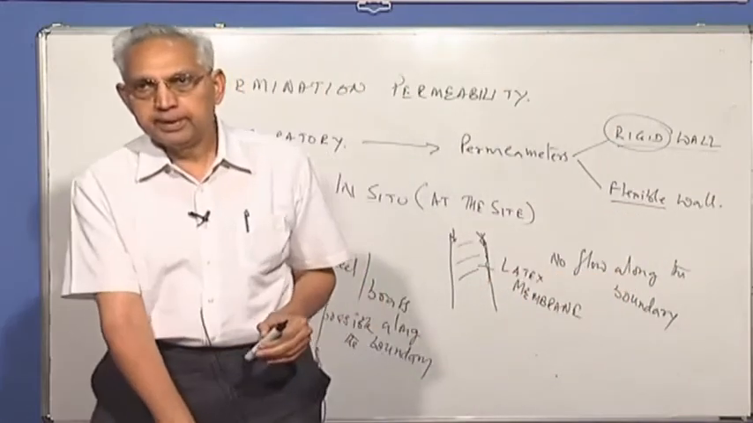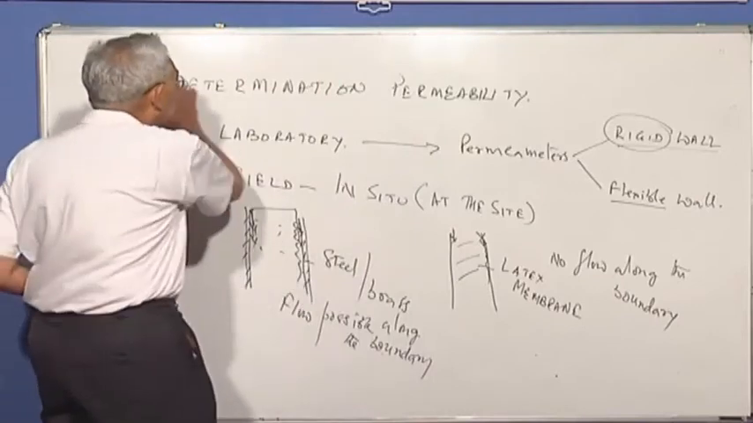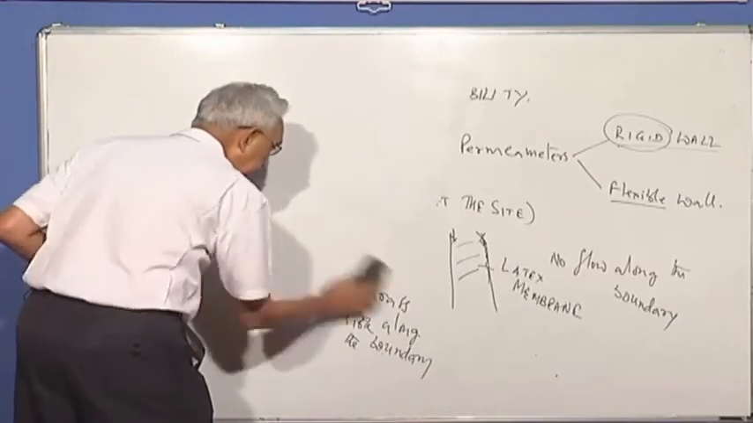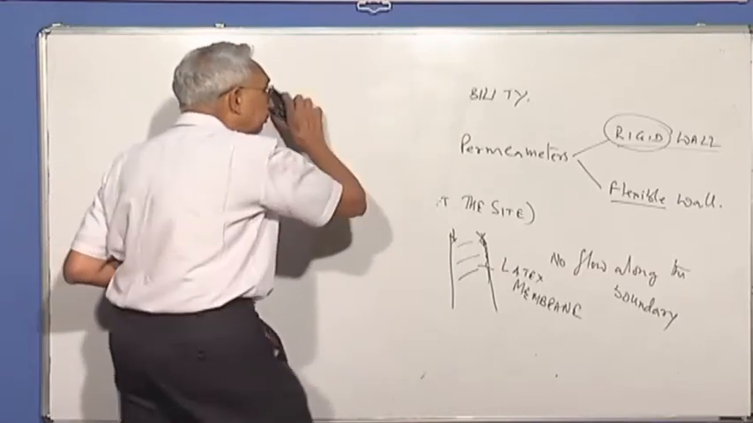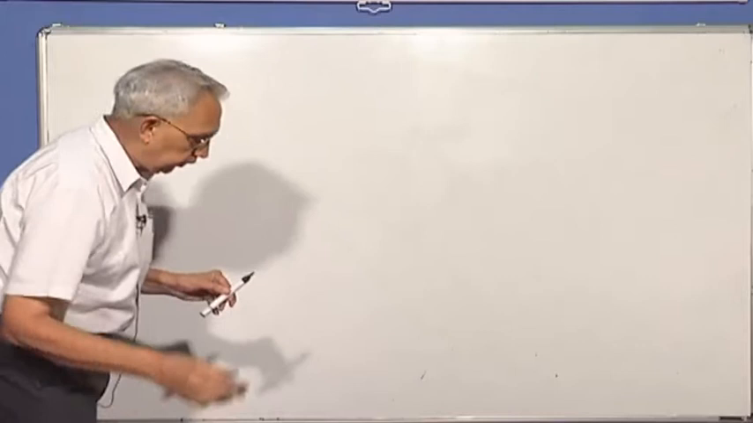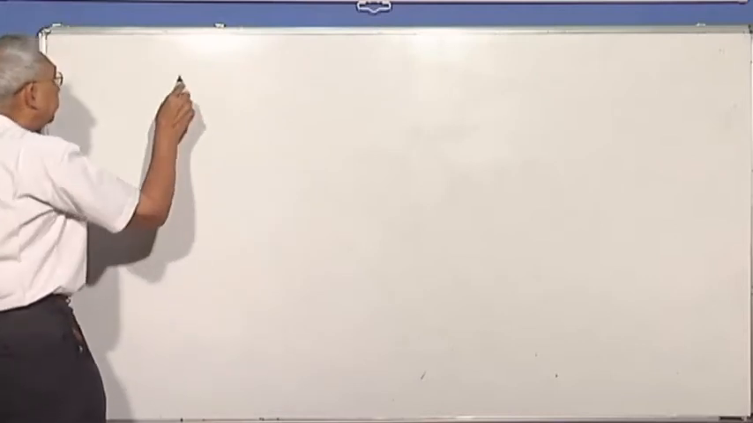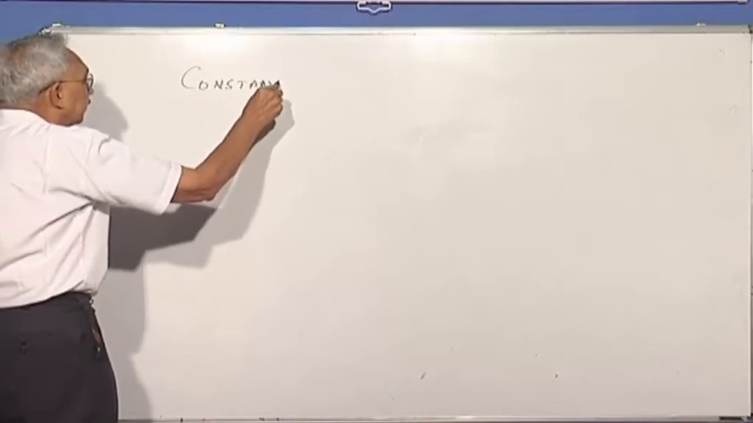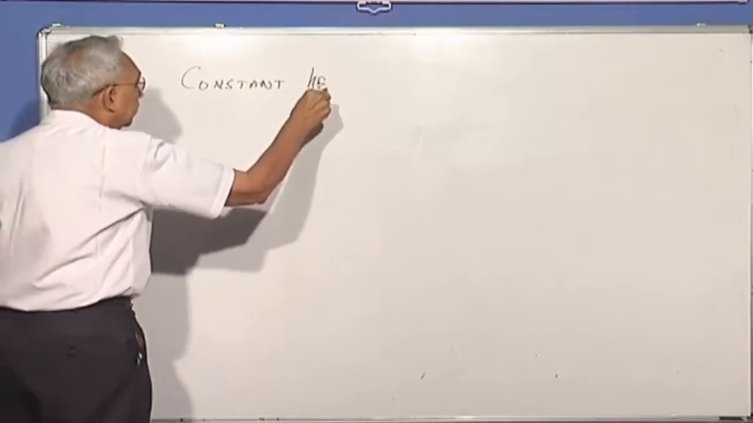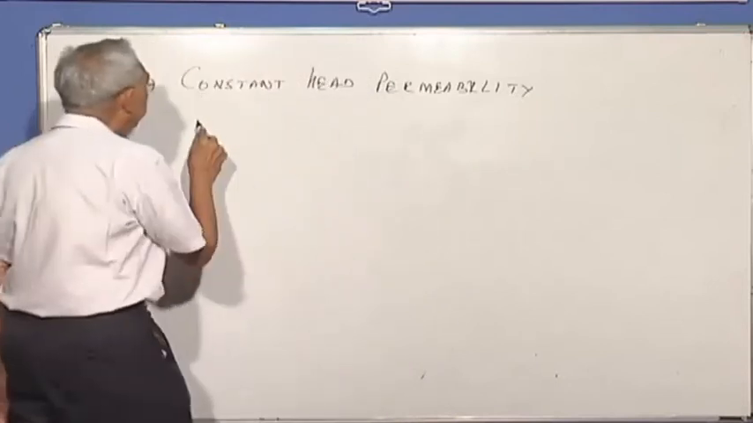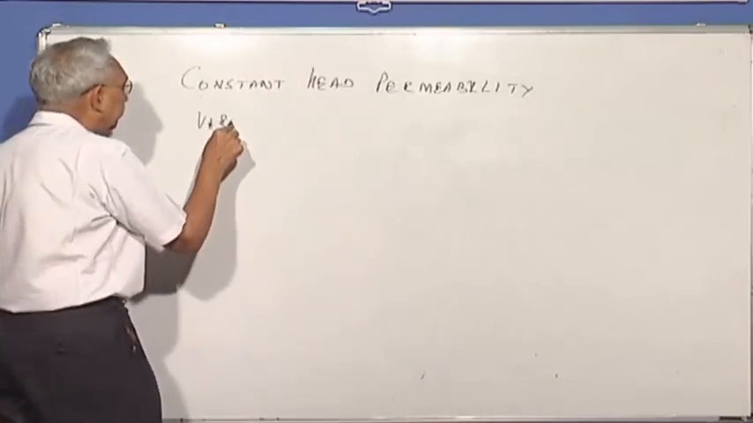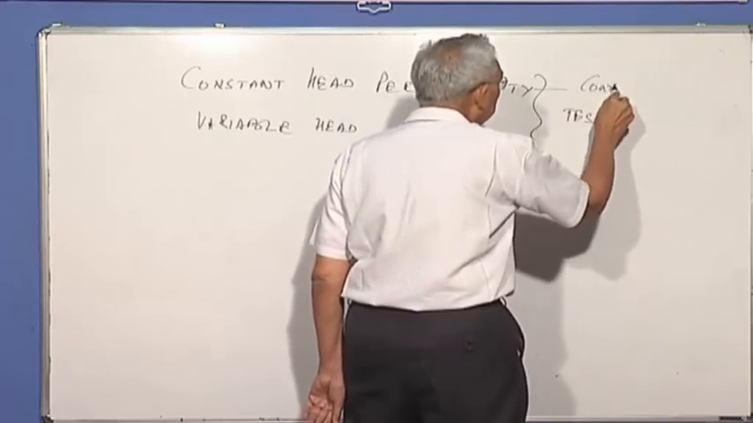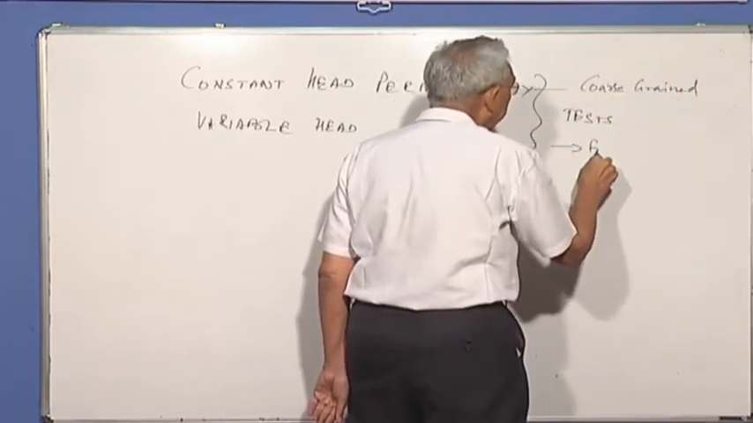So let me look at the determination using a rigid wall permeameter. We'll go later to determining permeability in the field. We have two tests with the rigid wall permeameter. One is called the constant head permeability test and the other the variable head permeability test. This is for coarse grain material, whereas this is for fine grain material.